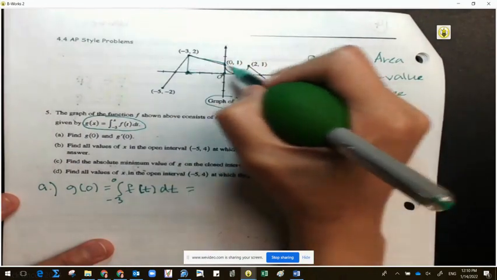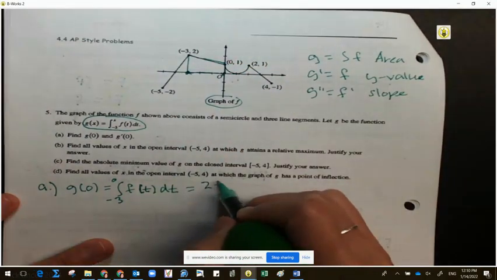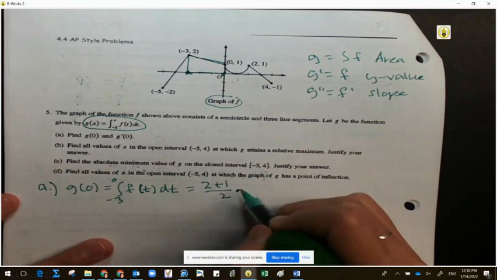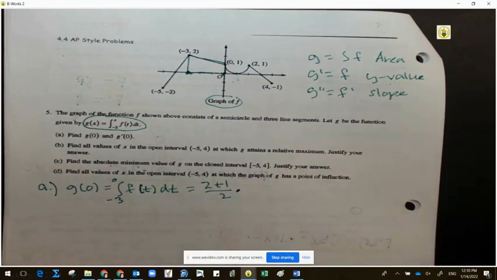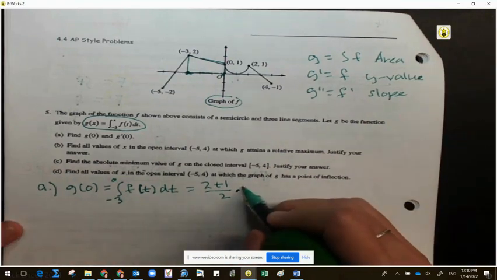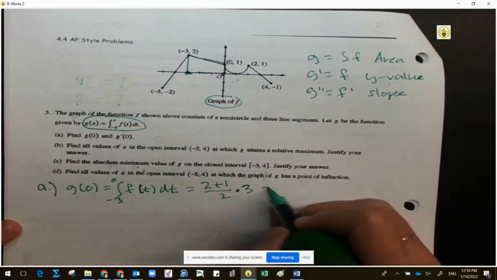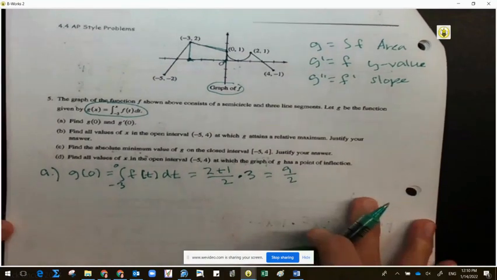I know my first base and second base are 2 and 1, so 2 plus 1 divided by 2. And the height that is connecting the two bases is how many units? 3. And that is going to give us 9 over 2.